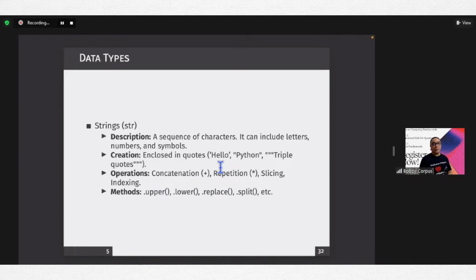And then slicing, so you can index a string and then you can slice it. We're gonna discuss that later. It's a very interesting part of the language, no? And these are the methods usually, no? Kikita natin, convert to upper, lower, replace, no? Split a string.